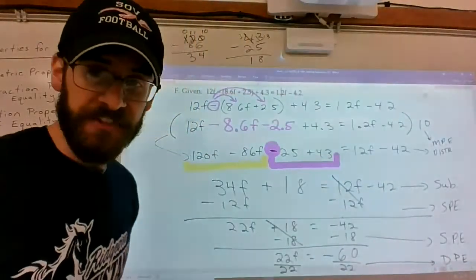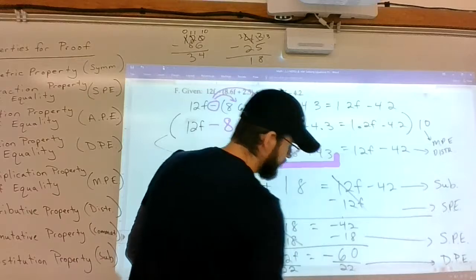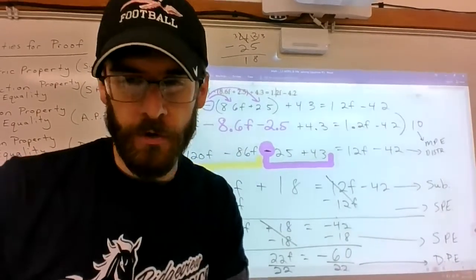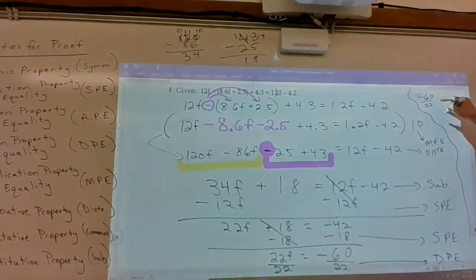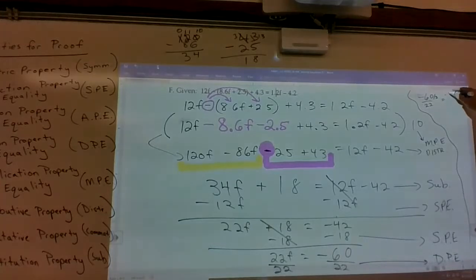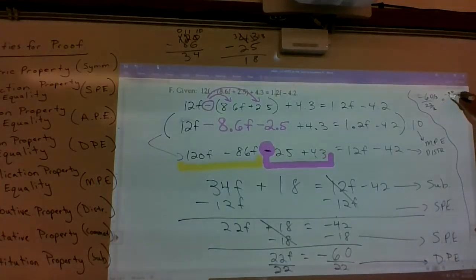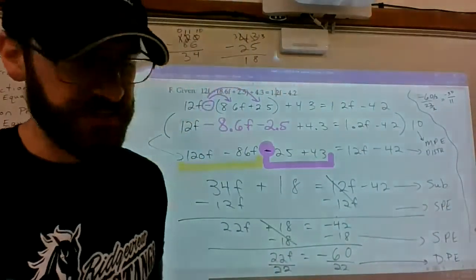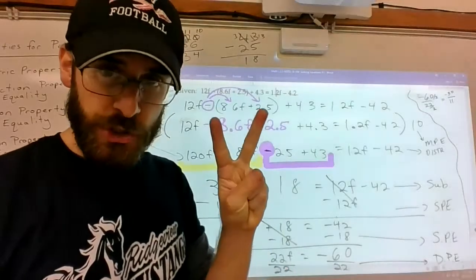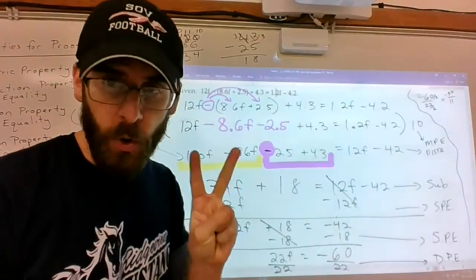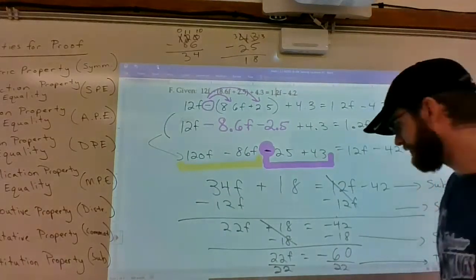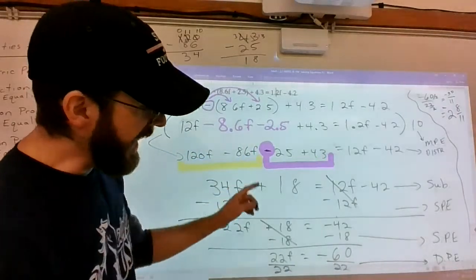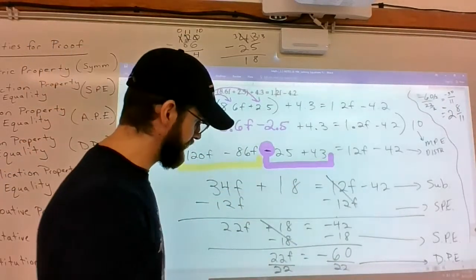And then they're both even, so I can cut the top and bottom in half. So maybe I'll do that up in the right-hand corner here. Negative 60 divided by 2 is negative 30. 22 divided by 2 is positive 11. 11's a prime number, and it doesn't go into 30, so you can just say, all right, 11, 22, so it's 2 whole with 8 left over, and it's negative. So that's our final answer. f equals negative 2 and 8/11.